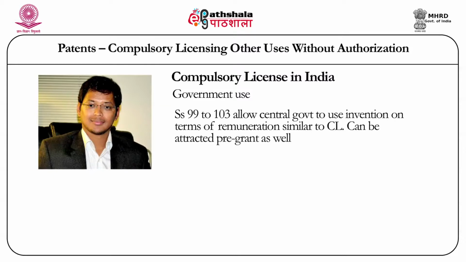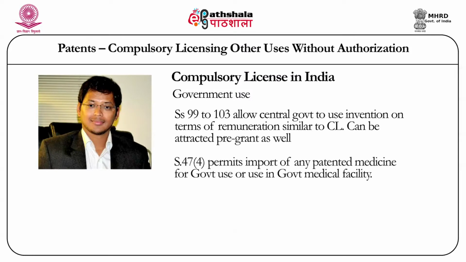which provides that in certain cases the government can use a patented product without infringing upon the product. Chapter 17, which is titled Use of Inventions for the Purpose of Government and Acquisition of Inventions by the Central Government, allows the central government to use a patented invention for the purposes of the central government, state government, or government undertaking on terms of remuneration similar to that of compulsory licenses. Unlike compulsory licenses, though, these provisions can be attracted even at the application stage rather than solely after the grant of the patent. Of course, even here, the remuneration clauses remain the same. The government will be free to sell such licensed products on a non-commercial basis.